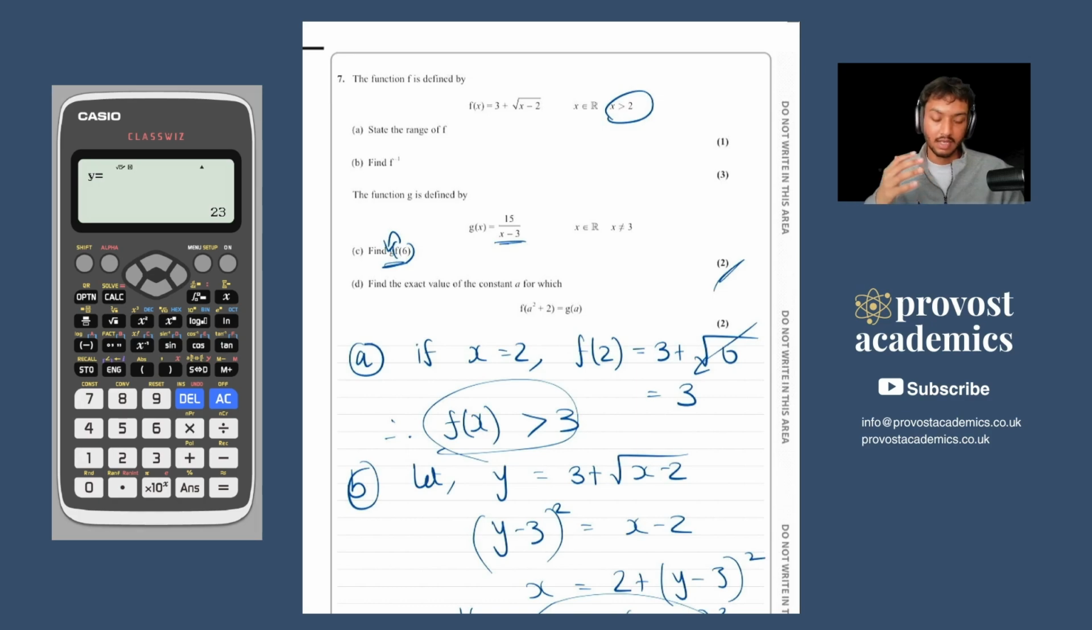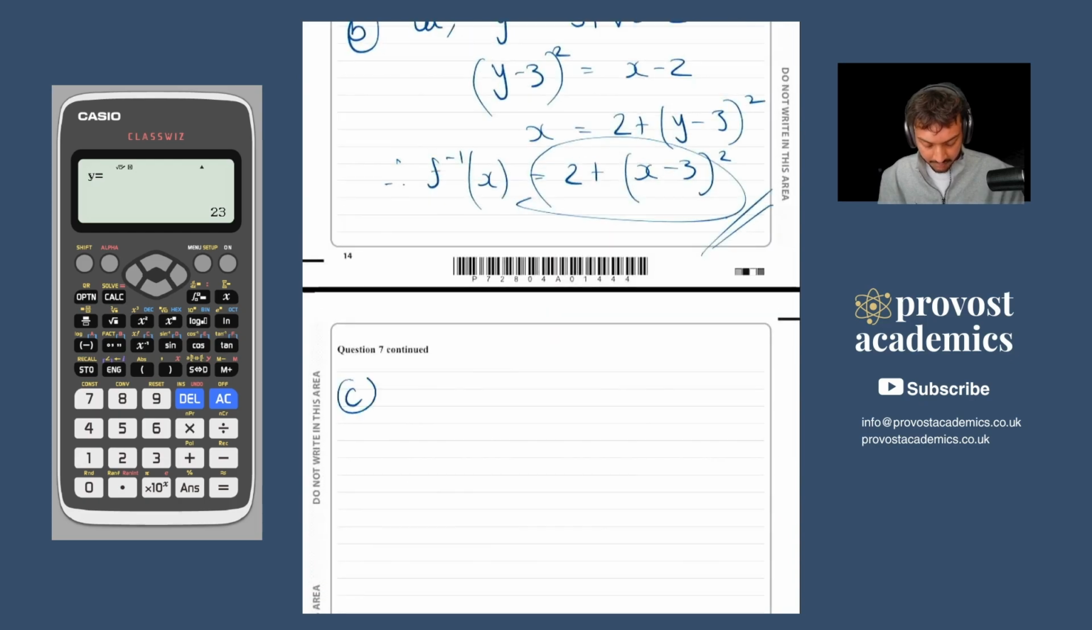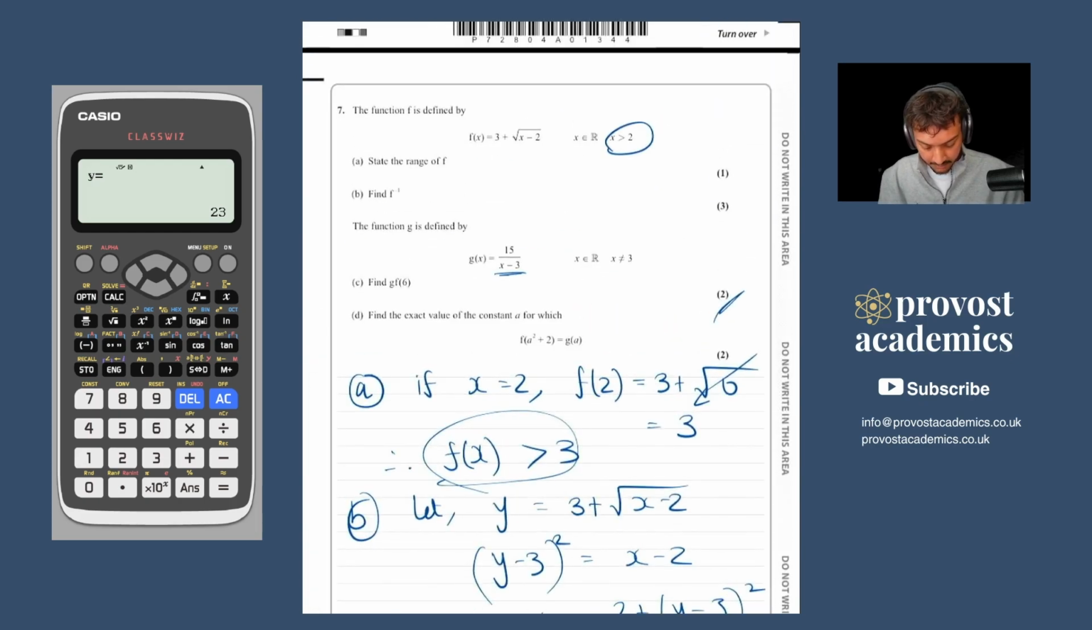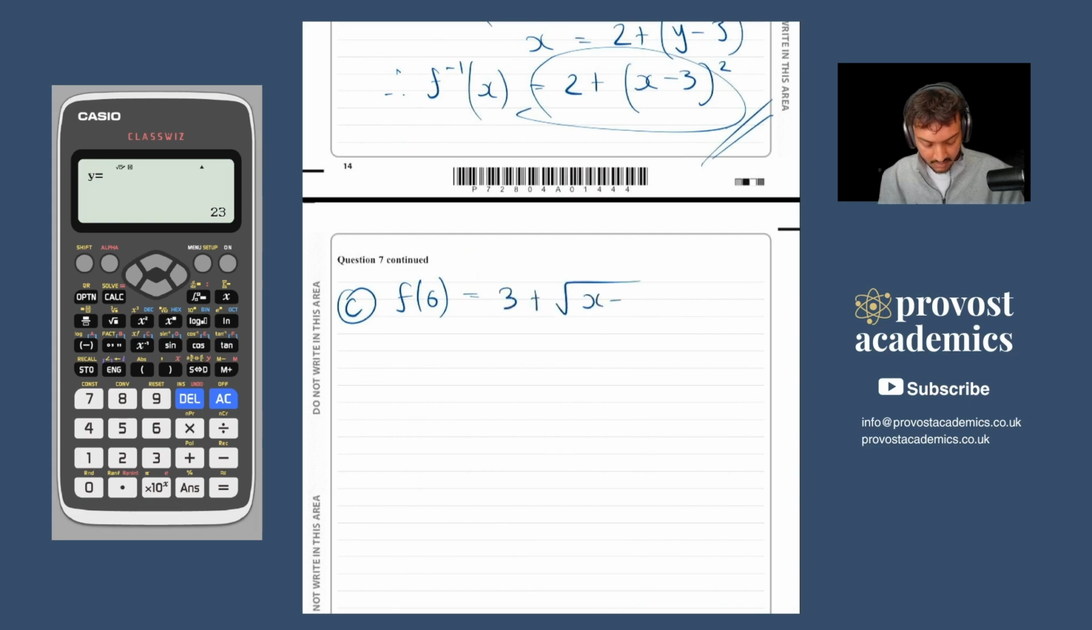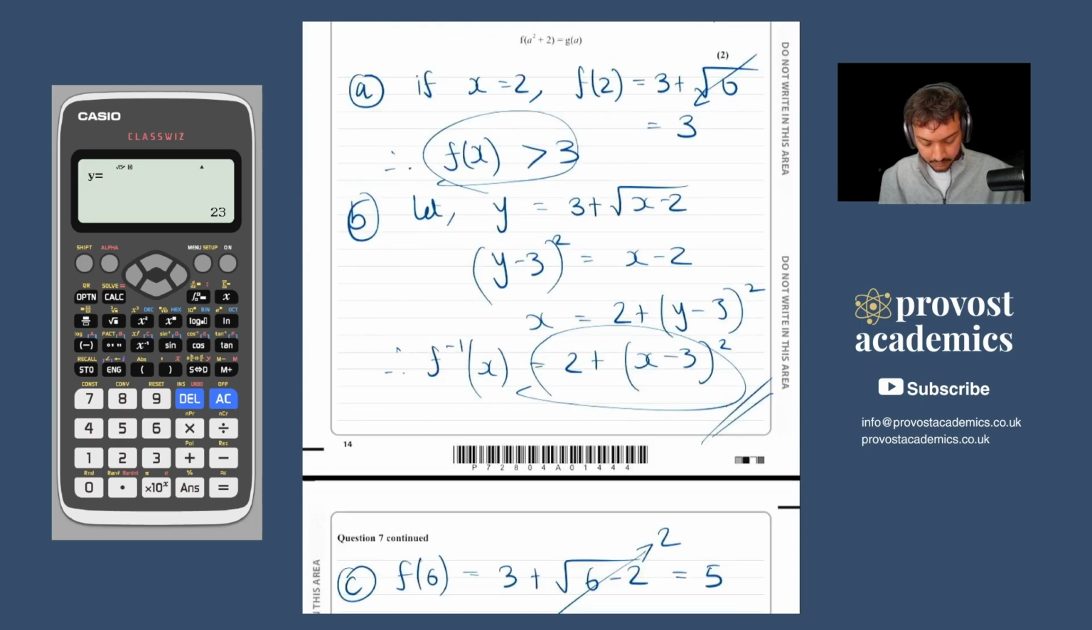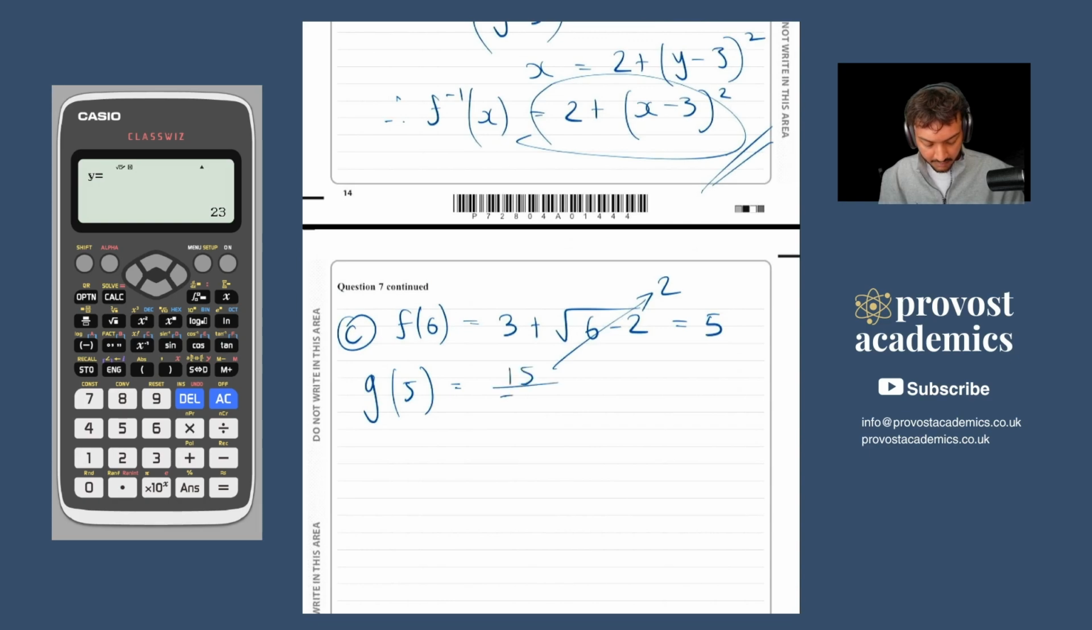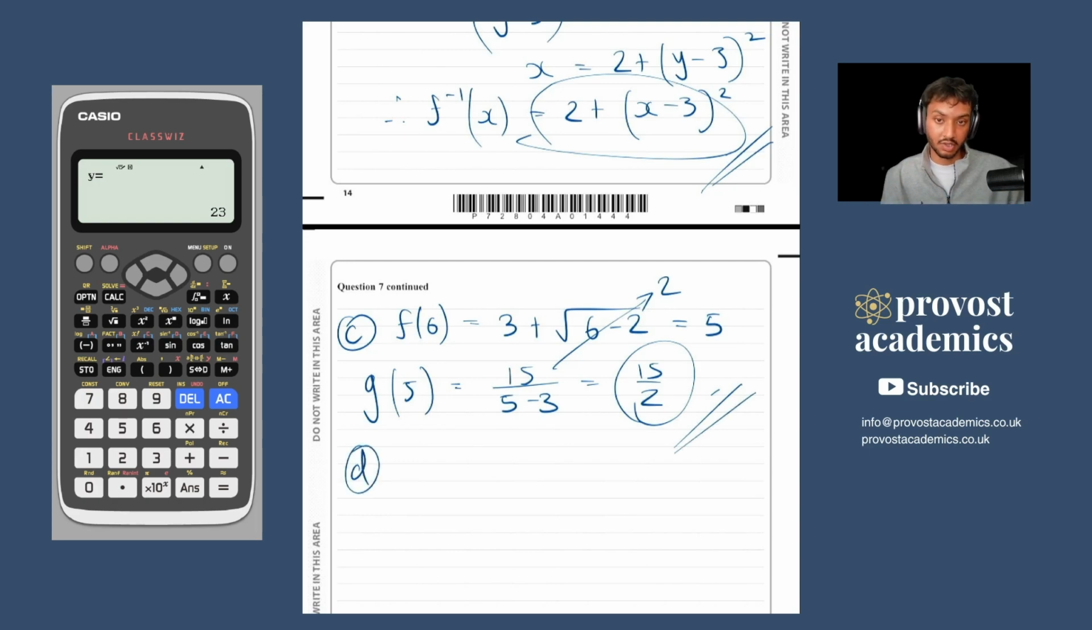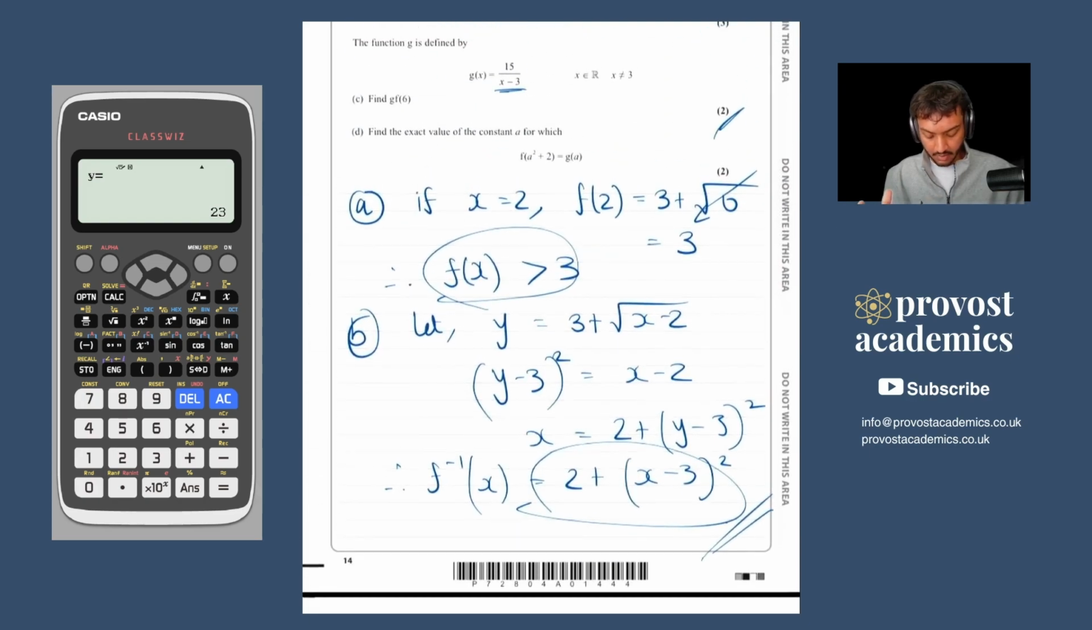So instead what we'll do is sub 6 into f, and then sub whatever we get into g. So f of 6, and what was f? Okay, it was 3 plus square root of x minus 2. So instead of x, we're going to have 6. That's just going to give you 2, right? So 5. And then if you do g of 5, which is 15 over (5 minus 3), that's going to give you 15 over 2. So that is indeed the value you're looking for. So you can see it's a lot quicker than trying to find the overall composite function. But it's good practice to have a go at it anyway.